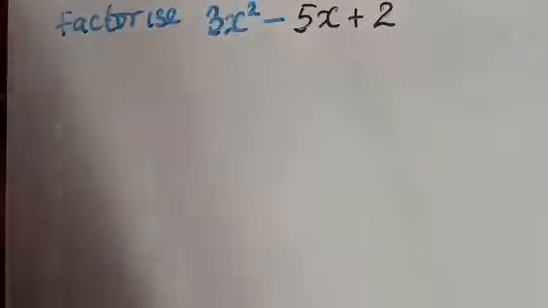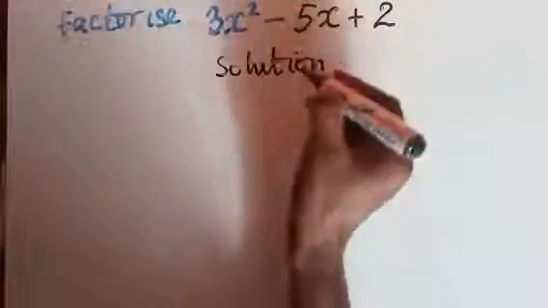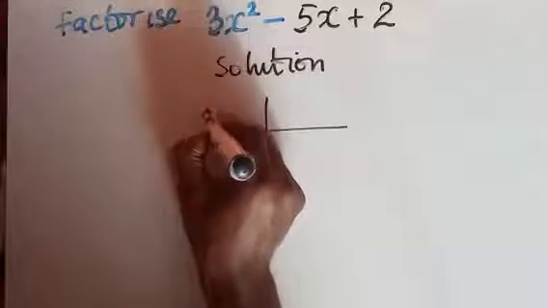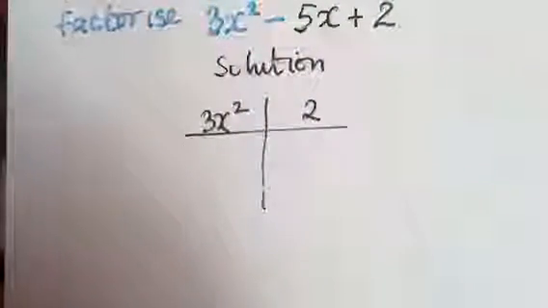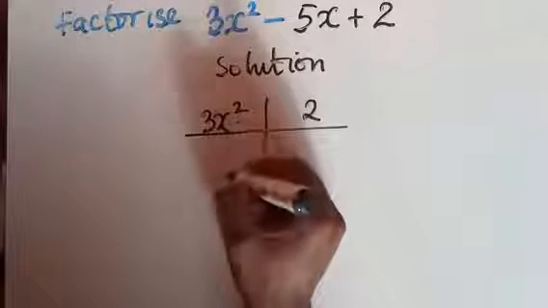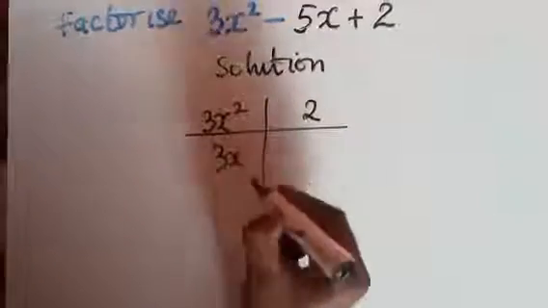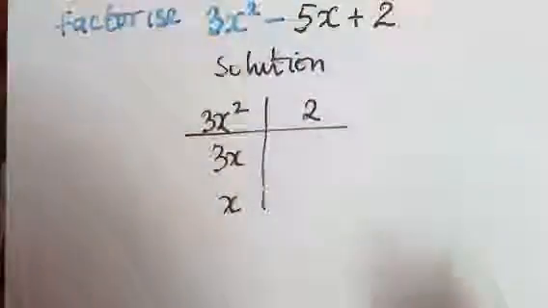Okay, let us use the same approach to solve the second question. Now the second approach is giving us the solution. We draw our two bars. We got 3x squared, then 2. Then 2 factors of 3x squared, that when I multiply will give me 3x squared. I'll have 3x then x. When I multiply this, I'll get 3x squared.